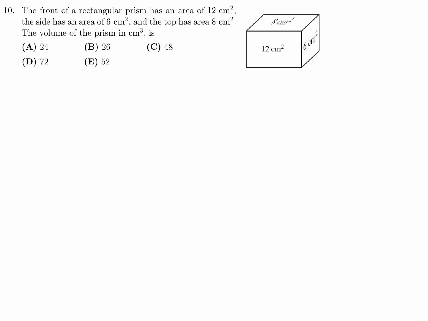The floor of a rectangular prism has an area of 12. The side has an area of 6 and the top has an area of 8. The volume of the prism is. We'll label this height, we'll label this length, and we'll label this width. So if you look at the 12, that is basically representing length times height, and that is 12. If you look at the 6 over here, that represents h times w, and that is 6. And if you look at the top, this is L, this is W. So that means L times W is 8.